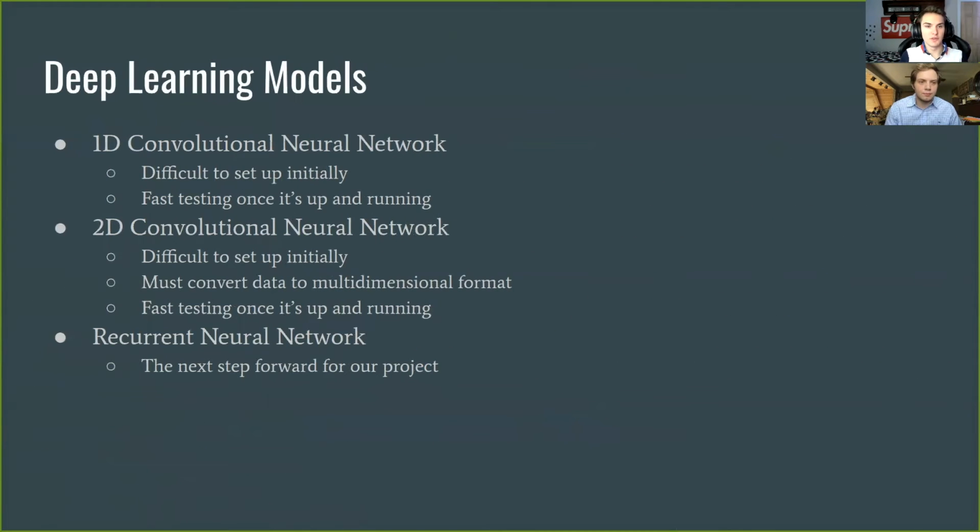Then we'll go over to the deep learning models. On here we have both the 1D and 2D convolutional neural networks, or CNNs. The 1D CNN and the 2D CNN were difficult to set up initially, but once they were, it was very fast for testing once it was up and running.